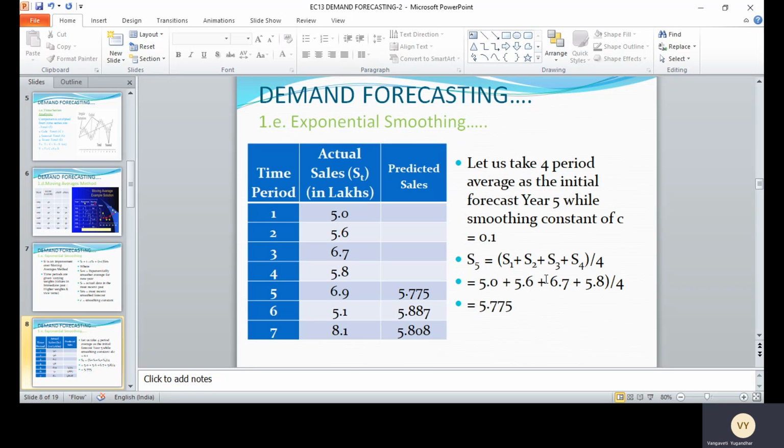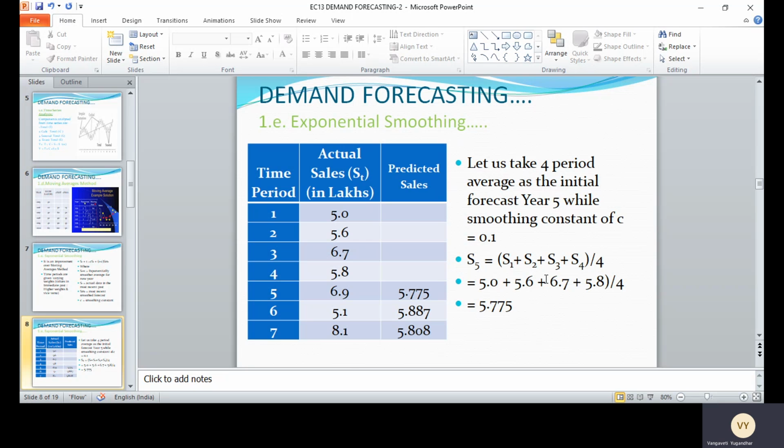First of all, let us take the first 4 years, because to substitute in the formula, we need the first 4 years. What are we doing? We are adding all: 5 for the first year, 6 for the second year, 6.7 for the third year, and 5.8 lakhs for the fourth year. We total all these 4 and divide by 4, and we get 5.775. That means for the 5th year, actual sales is 6.9, whereas the predicted sales is 5.775.